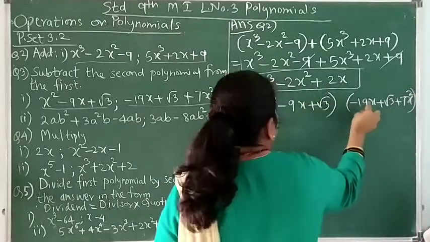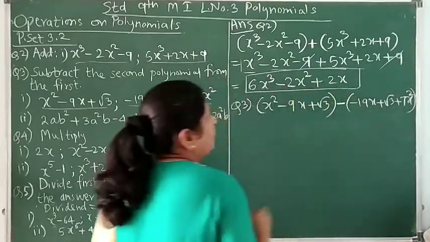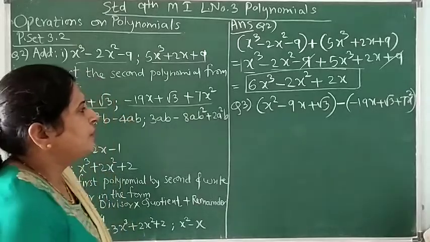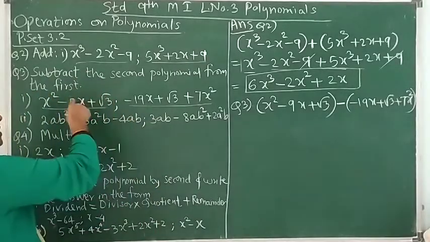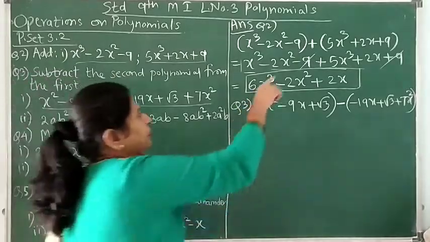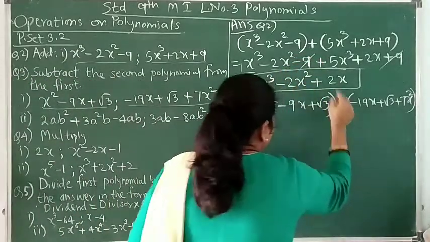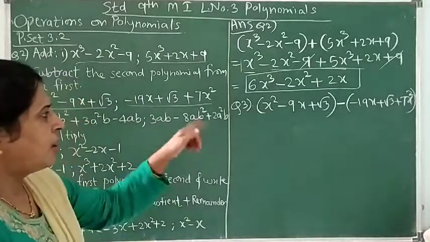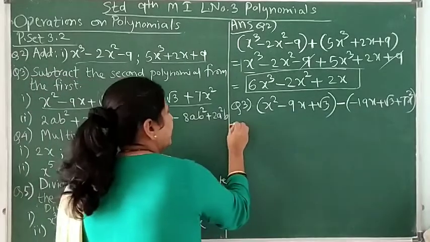Bracket complete. We have to subtract the second polynomial from the first. So first we have stated the operation we were asked to do. If it is addition, we put add; if subtraction, we put subtraction. Now after this we have to solve the brackets.